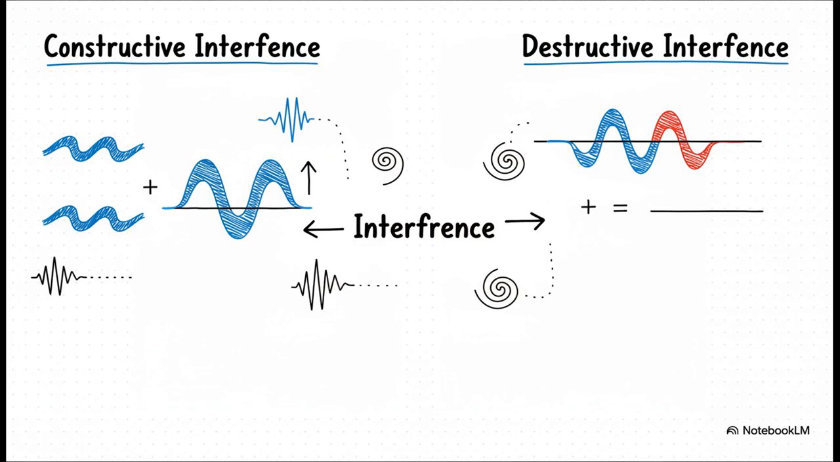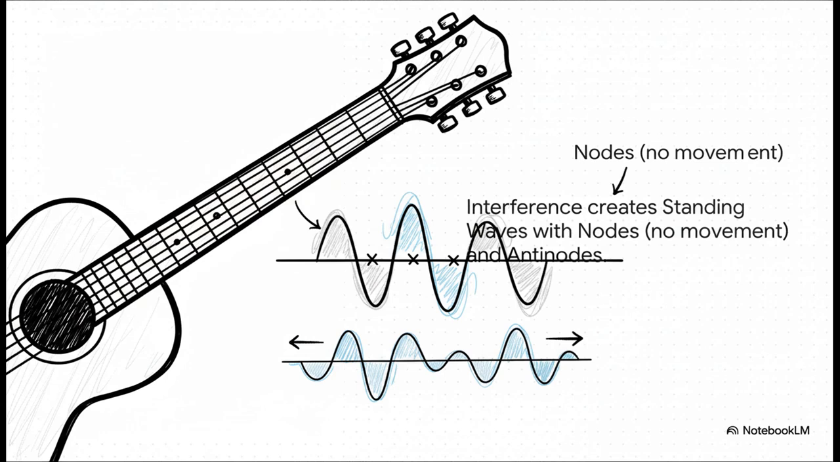When two peaks meet, they combine to make an even bigger peak. That's constructive interference. They're building something bigger. But if a peak meets a valley, poof, they can cancel each other out completely. That's destructive interference. And where do you see this?